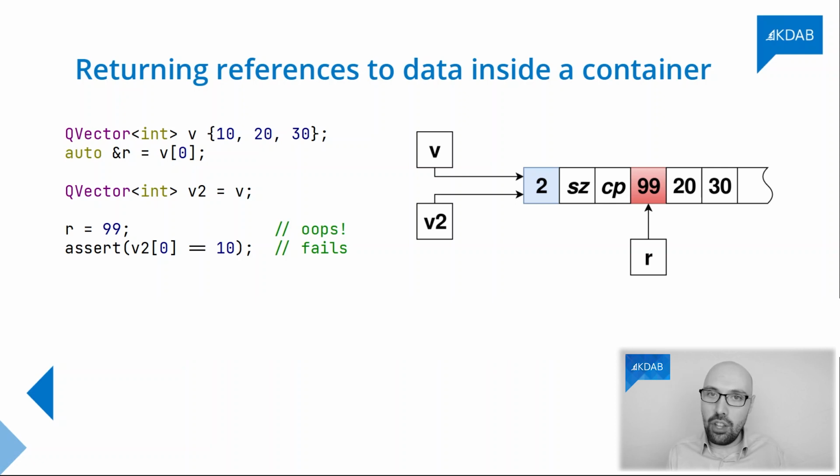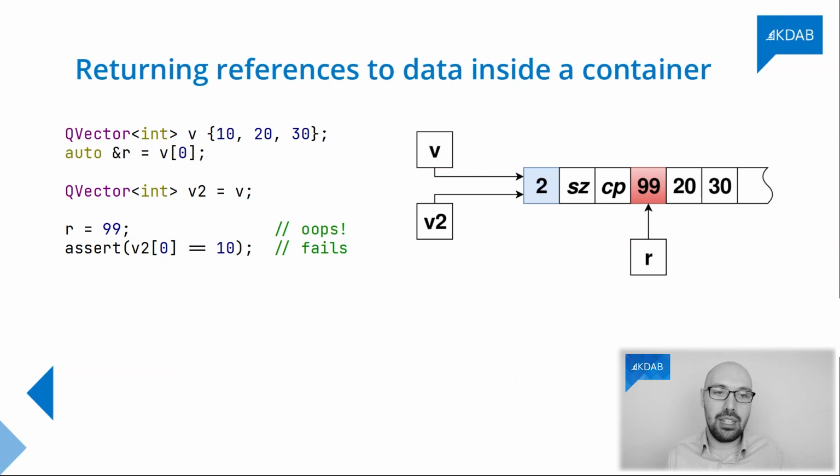Generally speaking, the answer is no, but in Qt, it is, actually. If you take a look at the diagram on the right, you can immediately spot why this is happening. It's happening because all the copy did was incrementing a reference counter, and r was still alive, and now r is modifying the data which is shared between v and v2. So modifying r actually has a side effect on v2.